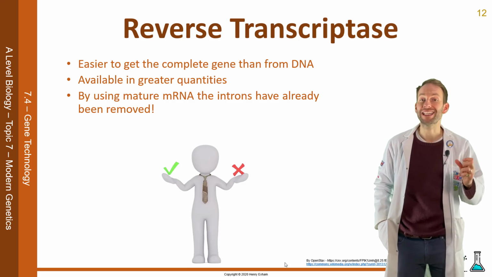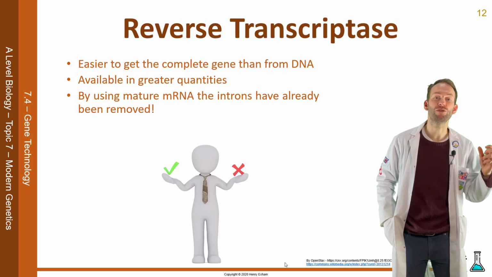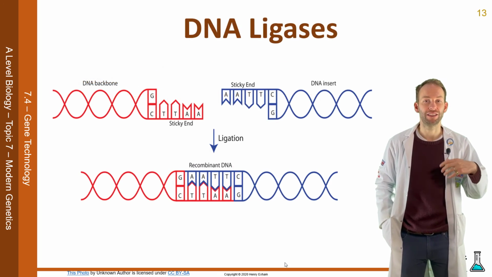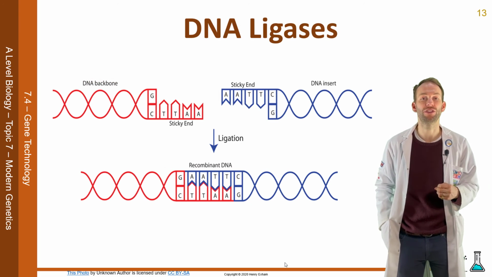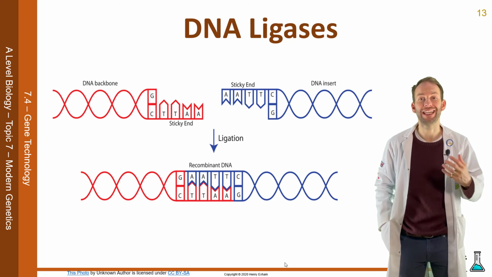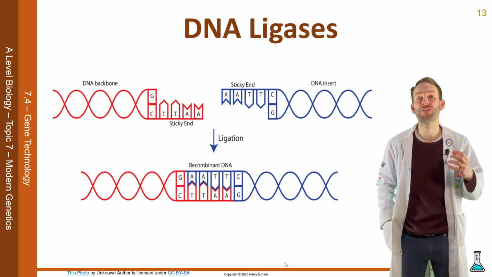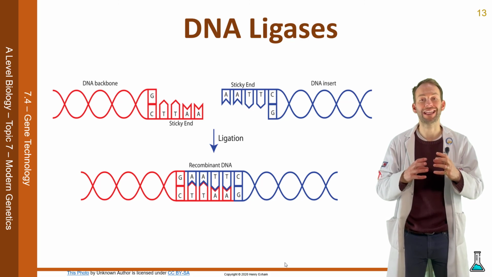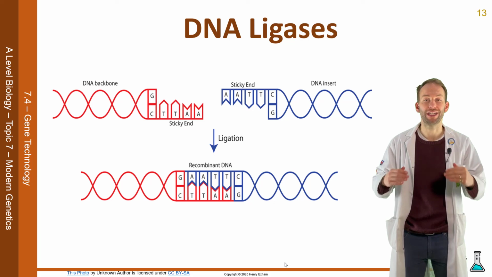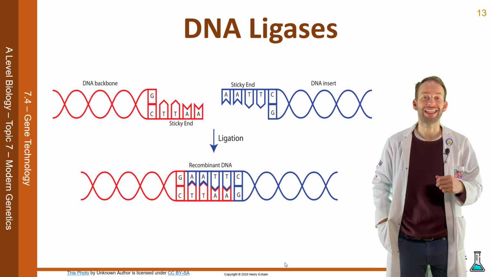Once you've successfully isolated the gene, you now need to insert it into a vector's DNA that will then take it into the host for you, and to do that we use enzymes called DNA ligase enzymes. These form covalent phosphodiester bonds so that you can join, as is shown by this diagram, the sticky ends together.